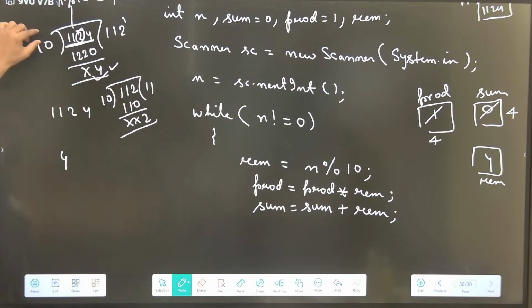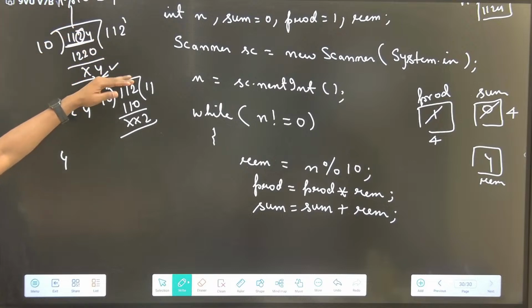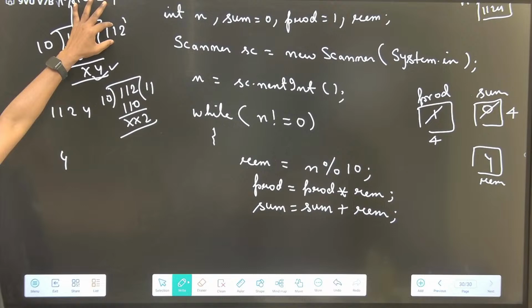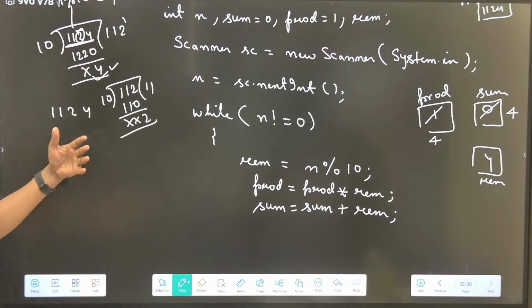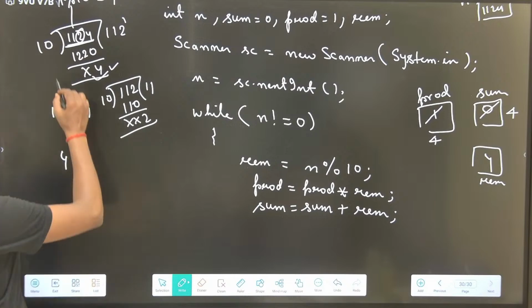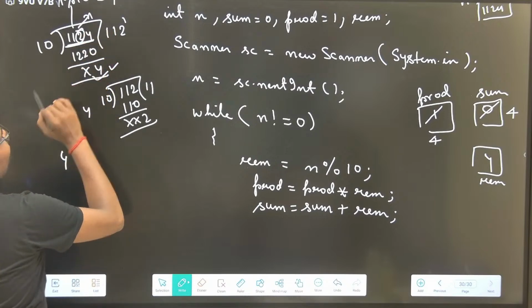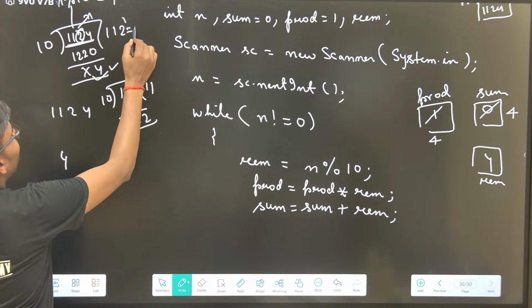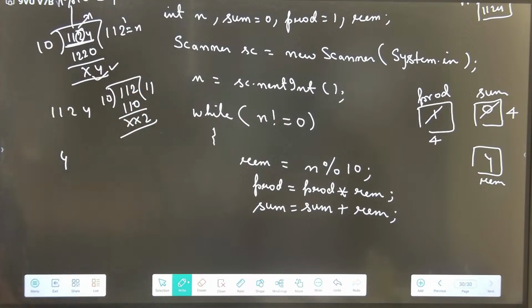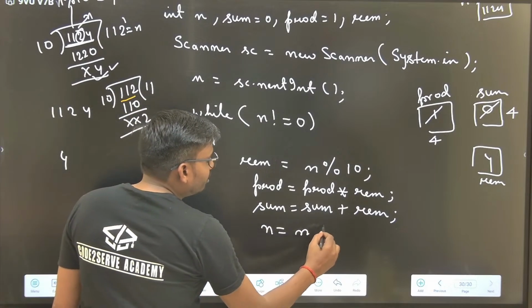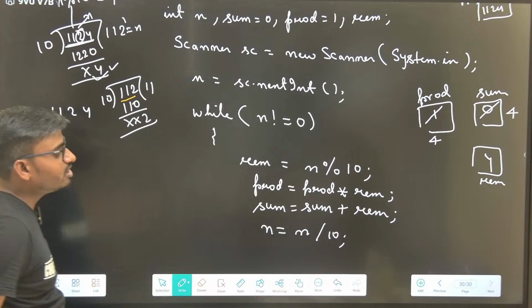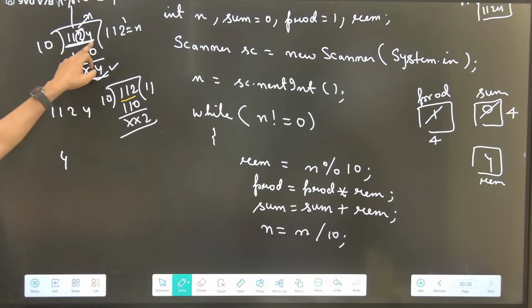So what we are doing? We are dividing that number, and next time we are dividing its quotient. Again the quotient, again the quotient. So we have to change this n. We have to make this equal to n for the next iteration. So we'll write n will be n divided by 10. That means n, we are changing it, divide by 10.